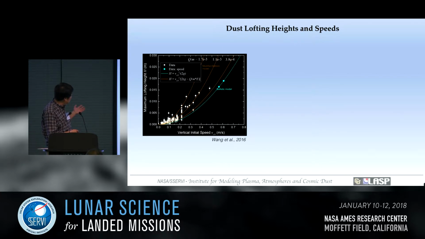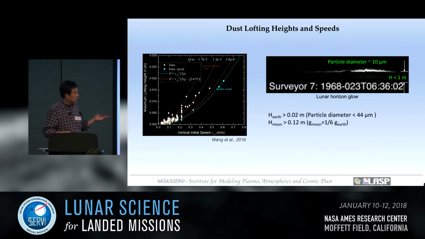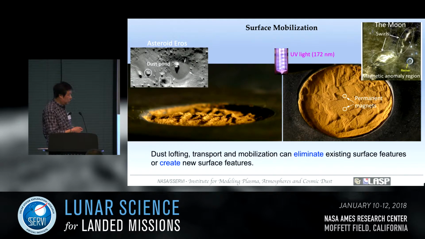And we measure the heights and the speeds. The maximum speed is about 1 meter per second. The height is about 2 centimeters, and this is limited by camera resolution, so those can be even higher. Anyway, 2 centimeters on Earth is about 12 centimeters on the Moon. That's about the right height of the lunar horizon glow. So then you would think, we can move dust, we can loft them, we can transport them. What happens to the surface properties?